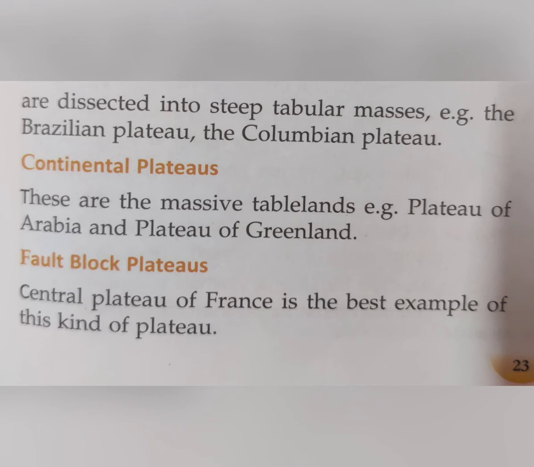The next type of plateau is the continental plateau. These are massive tablelands. For example, the Plateau of Arabia and the Plateau of Greenland. The next type is the fault block plateau. The Central Plateau of France is the best example of this kind of plateau. Only the example is given for the fault block plateau, no explanation.